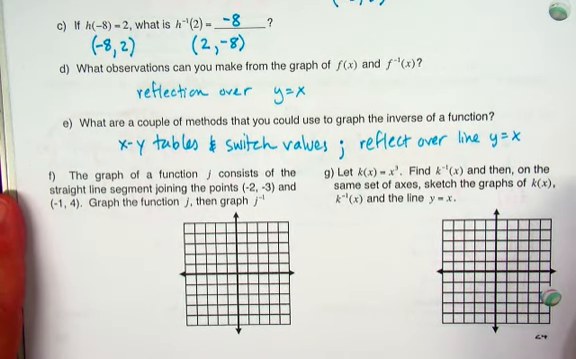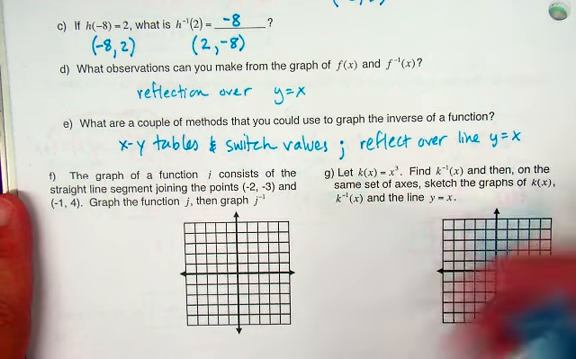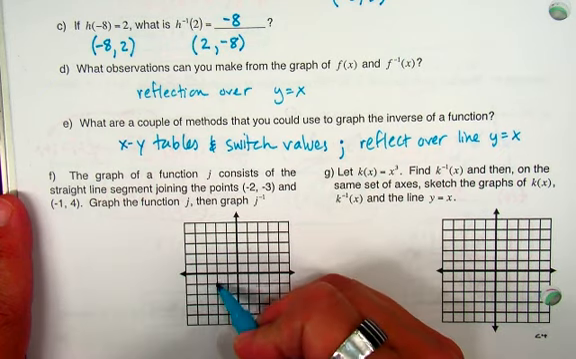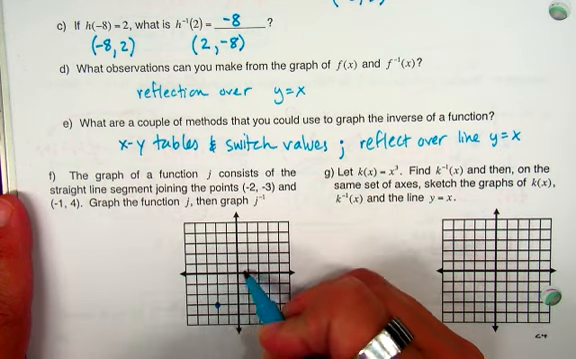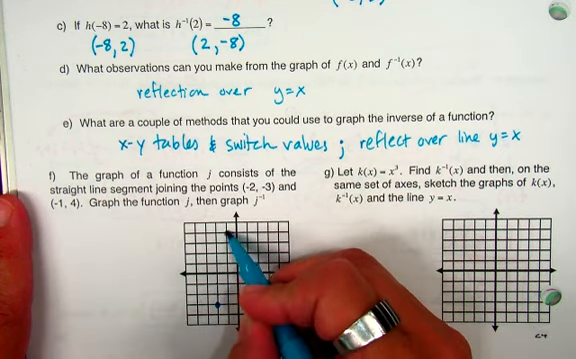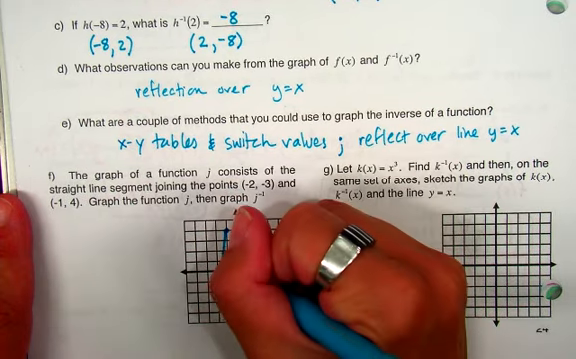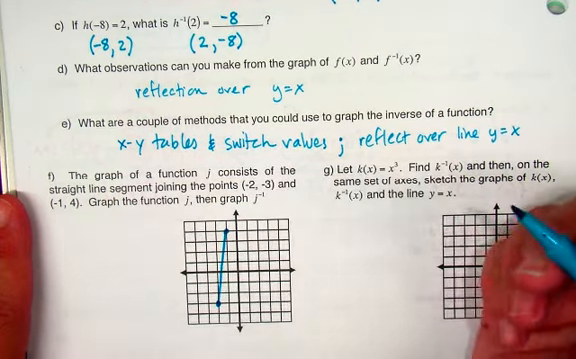All right, letter F. The graph of a function j consists of the straight line segment joining the points negative 2, negative 3, and negative 1, 4. So let's graph that. Negative 2, negative 3, and negative 1, 4. And there's our line segment. And this is the function j.